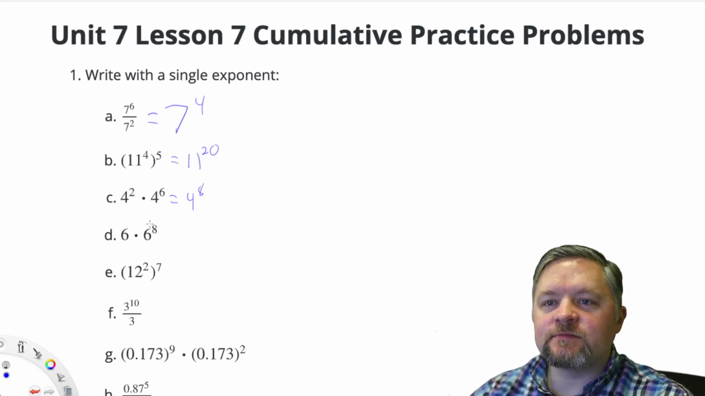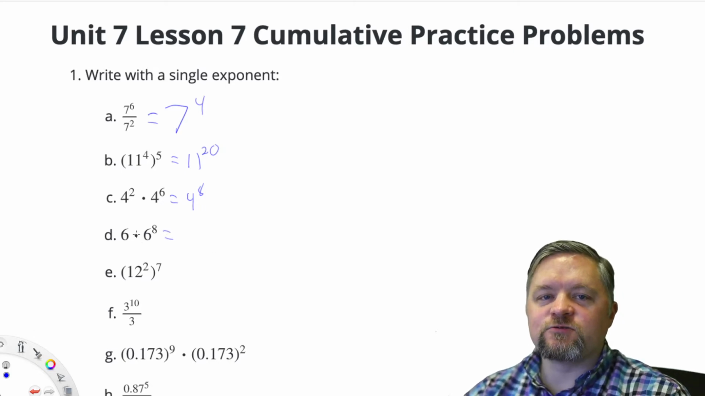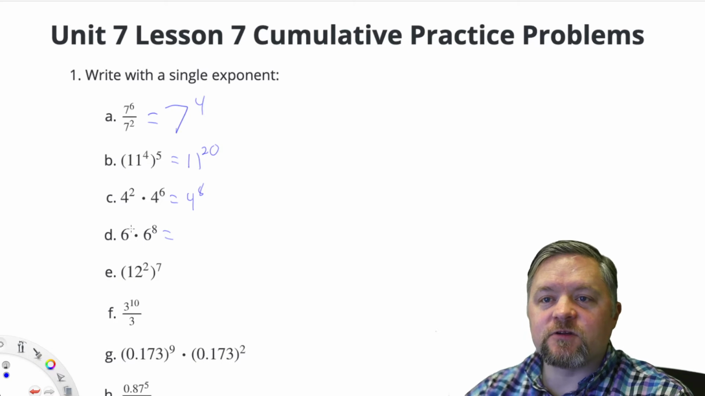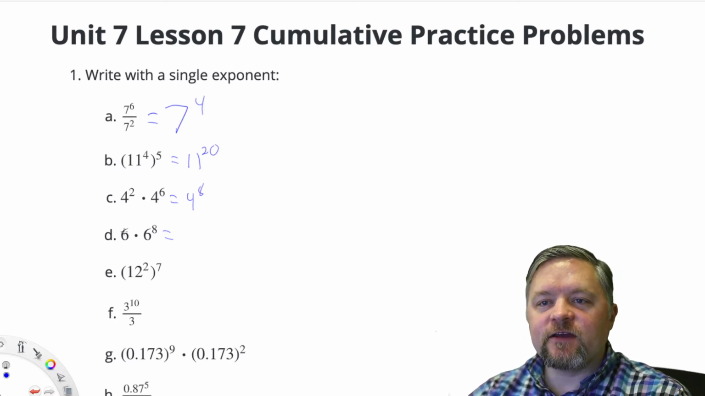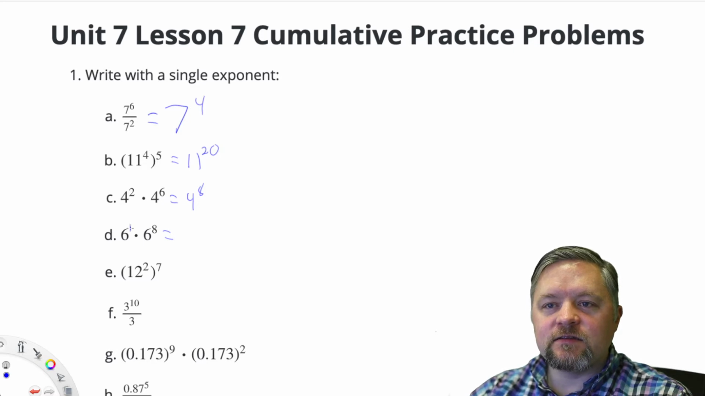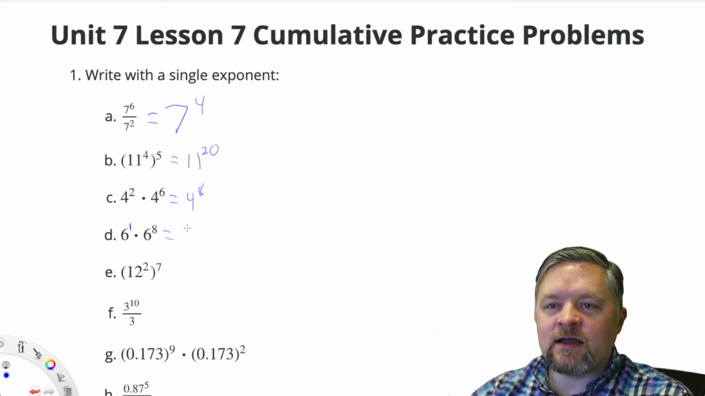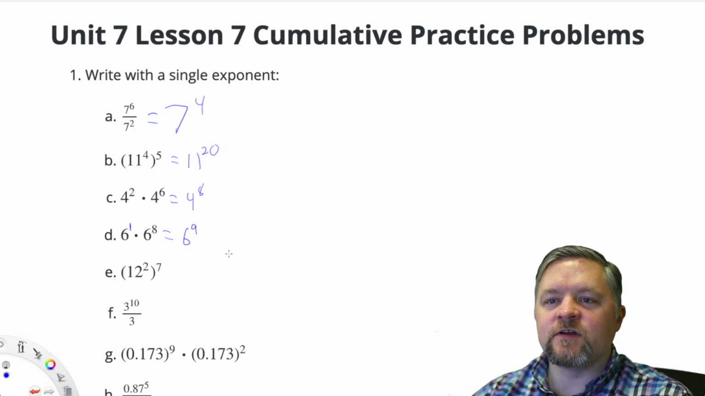6 times 6 to the power of 8. So this one's a little trickier. There's no exponent on this 6. If there is no exponent, it is a 1, because that is 6 once. 1 plus 8 is 9, so that is 6 to the power of 9.